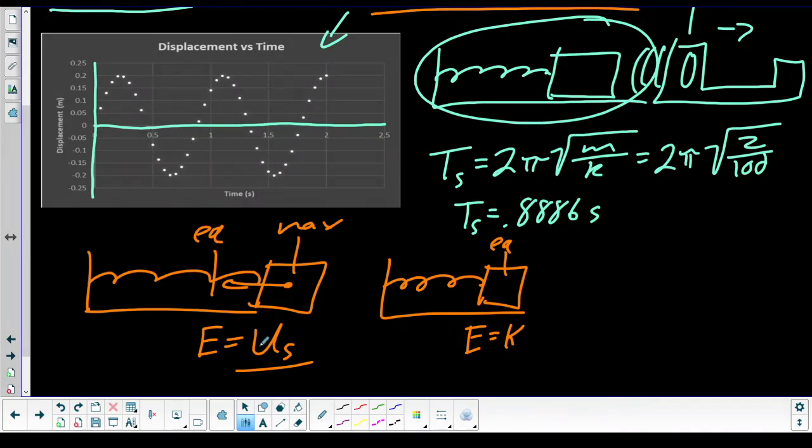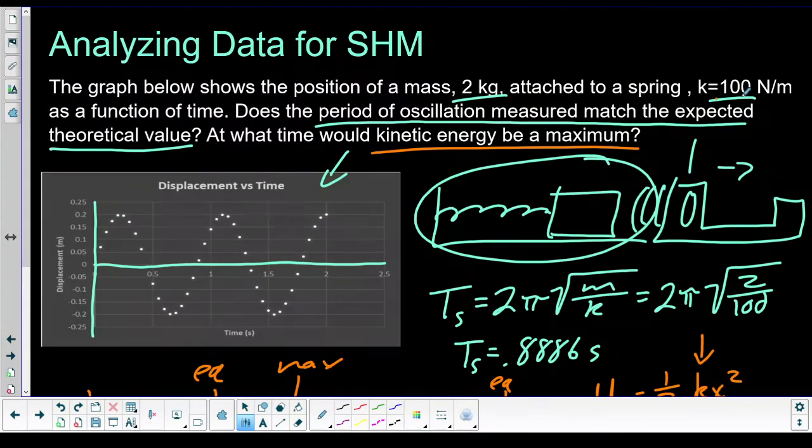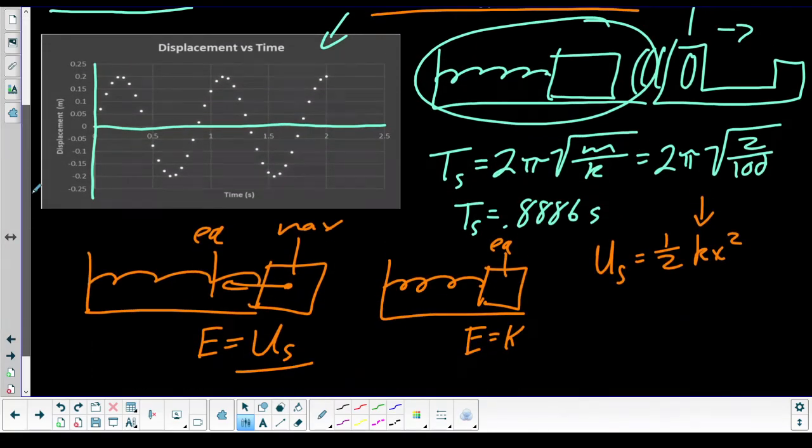So when would this be at 0? The equation for the potential energy of a spring is 1/2 kx squared. K is not ever going to be 0. It's a constant. It's equal to 100. So the only thing that can be 0 to make the potential energy 0 is this stretch from equilibrium. So anytime we're at equilibrium, then our potential energy is going to be 0.